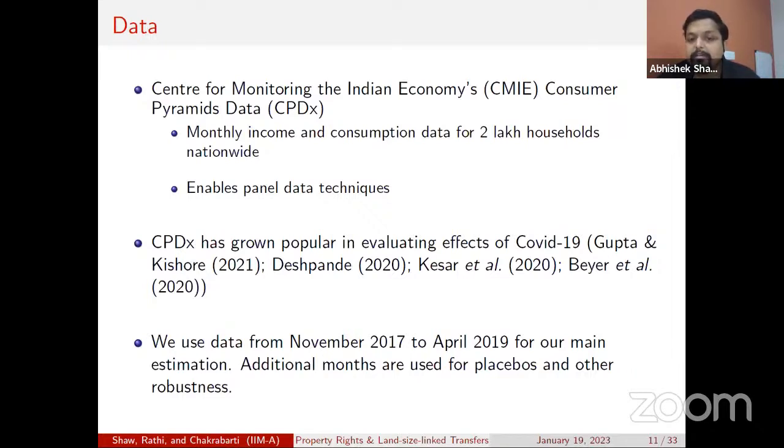And this data is particularly popular in recent times, especially with short-term analysis and analysis on COVID, for instance, where data was really something that was missing. And so we use about November 2017 to April 2019 for our main estimation, but we also use some more data for our placebo regressions and other robustness checks that we'll present later.